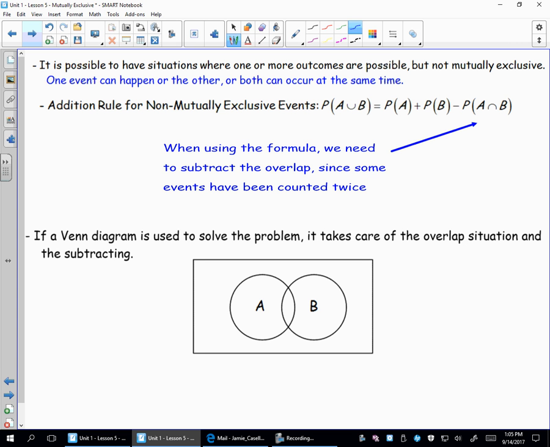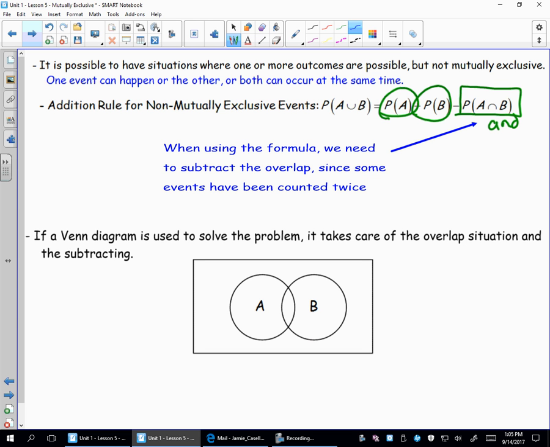And the problem is if I do them as two separate things, if I just try to figure out the first group and then add to the second group, I've counted some things twice. They were counted as red cards, but they're also counted as face cards. So what I need to do is subtract the overlap, the red cards that are face cards. Because there's this overlap, a Venn diagram is often a very helpful tool for solving this.